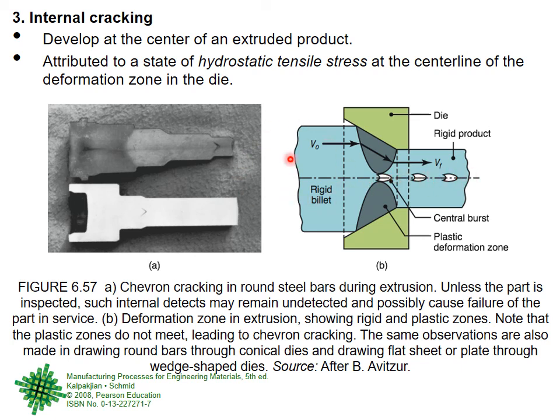This is the billet, this is the container, this is the die. So it is being forced through the die, the container is there, and now this is the extruded product. But in the middle of the extruded product, if there are these small defects, this is called internal cracking. This is also called central burst.